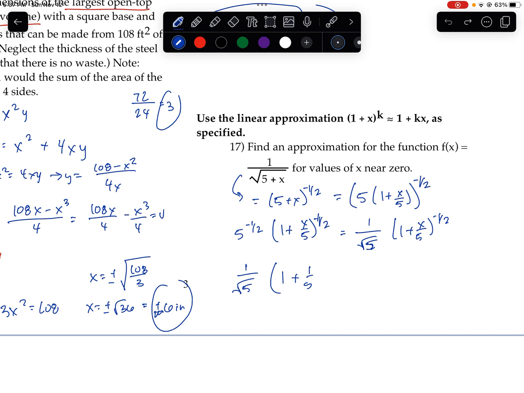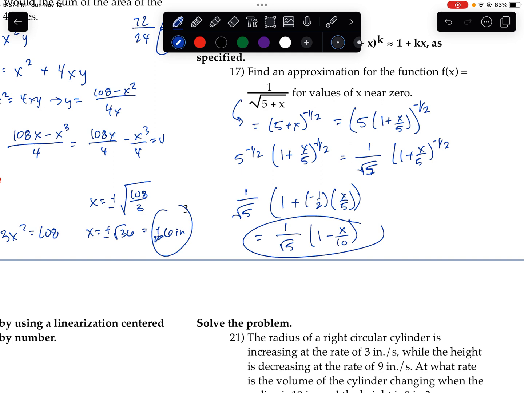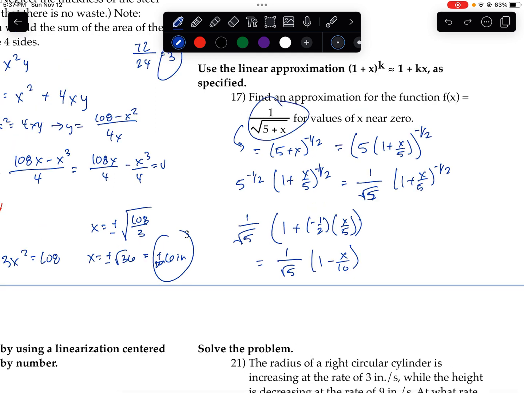Wait a minute, hold on. Let me backtrack a little bit. That's not what k is. So we have 1 plus k. K is the exponent. So 1 plus negative 1/2 x. And x is not x. X is going to be x over 5. And if we simplify it, we get 1 over the square root of 5, and we're going to get 1 minus x over 10. And there we go. So this is the linearization for this function right here.